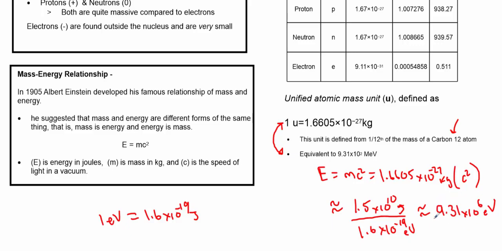This is what we're going to refer to as the mass energy equivalence of one atomic mass unit. 10 to the 6 stands for million or mega. So you also will see this written as 931 mega electron volts. I apologize here. It's not 9.31 times 10 electron volts. It's 931 times 10 to the 6 electron volts. Let me fix that.